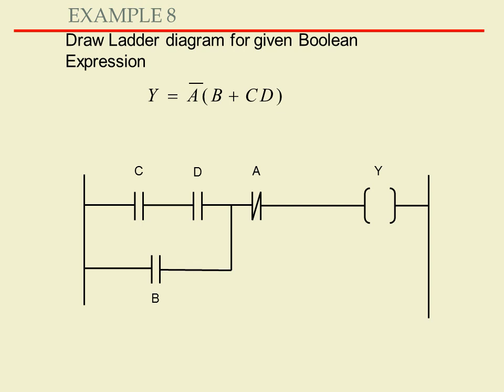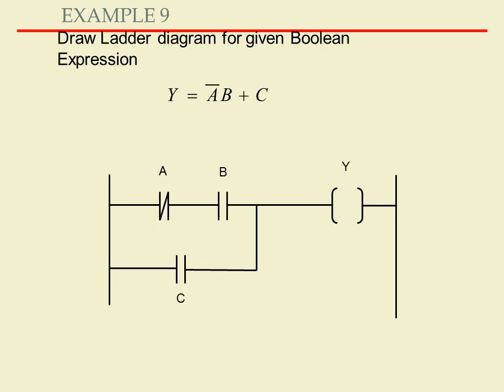See it again, very simple to understand. C into D means two series switches, plus B is one parallel branch into that B switch, into A bar, so A bar is a closed switch, and that is in series with B plus CD.